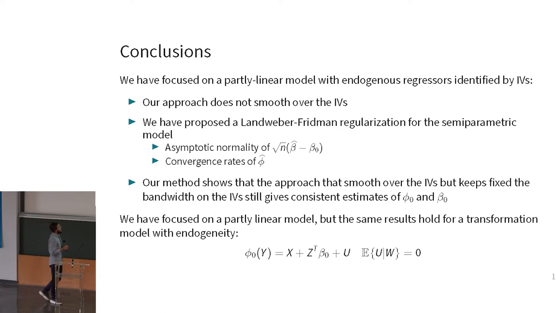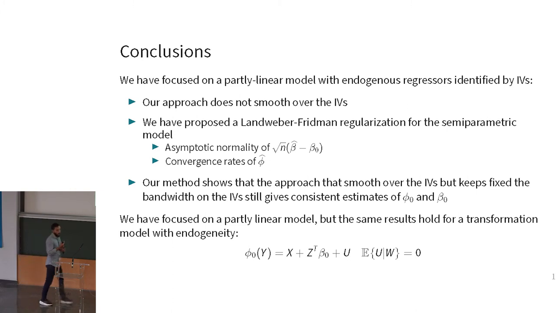Again, something that we like from a theoretical point of view is that our method shows that the traditional approach that smooths over the instrument but keeps the bandwidth fixed remains consistent even with the bandwidth fixed, which is a surprising result. But it's a nice result. Here we are focused on a partially linear model, but at the same time, implicitly our proofs also hold for a semi-parametric transformation model with endogenous regressors. Actually, the proofs are exactly the same.